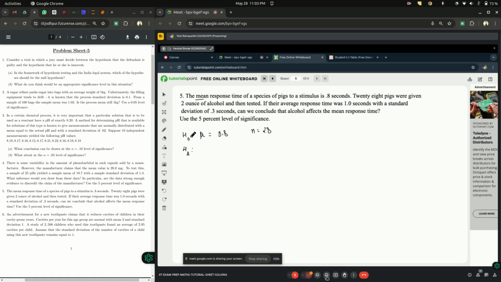Here there are 2 points. Will it be less than 0.8 or greater than 0.8, or not equal to 0.8? Basically, I'm asking whether I'll go for two-tailed, right tail, or left tail.